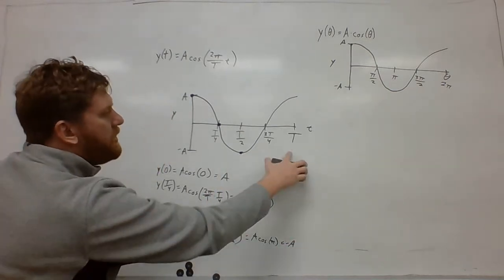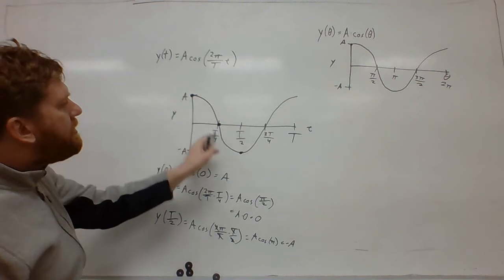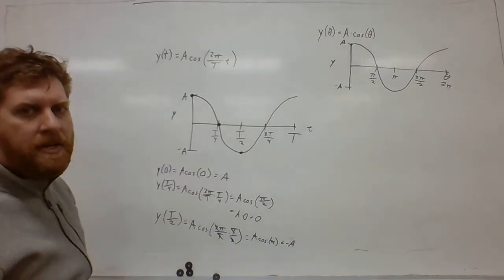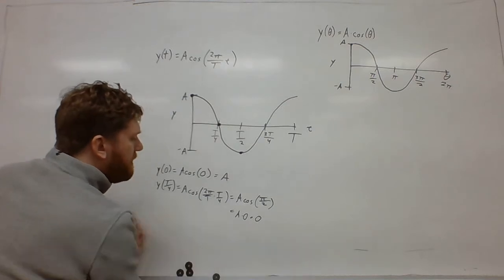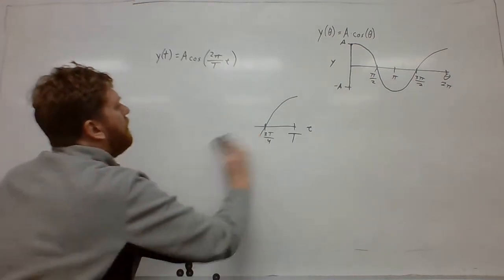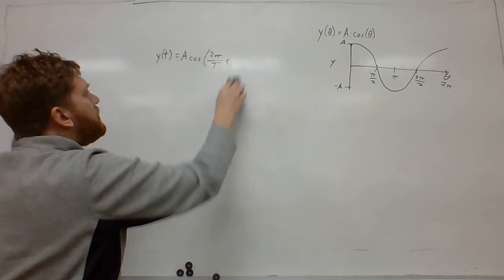You could do it with these two values if you'd like, but this is enough information for me to know what the rest of the graph looks like, so I don't need to do any more. Let's erase this. Let's do the next equation.